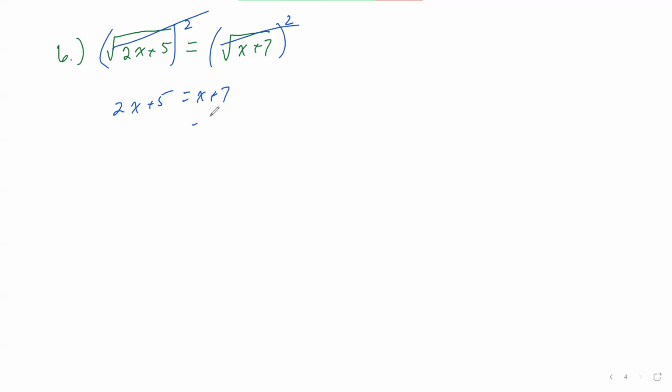So I'm going to move the smaller x over, subtract x. I'm going to go ahead and move this constant over because I know that's what I'm going to want to do on the next step. So it gives me x equals 2, and then I have to check it. So we're going to check x equals 2 now.